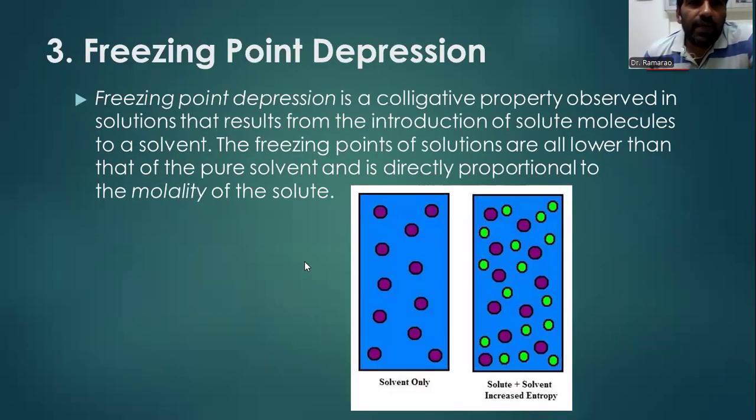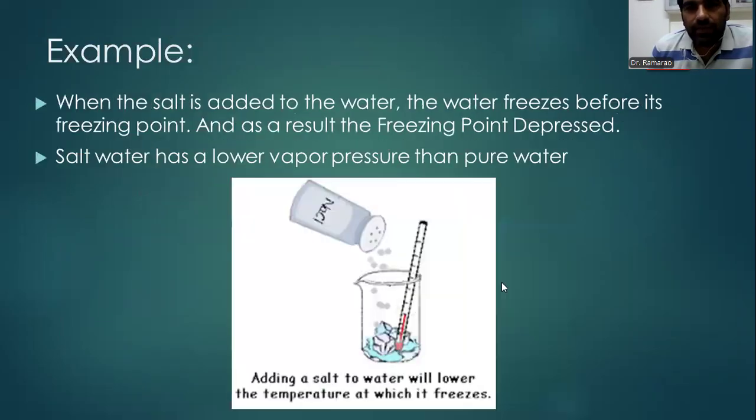Now the third point is freezing point depression. Freezing point depression is a colligative property, but freezing point is not a colligative property. Remember that one. Freezing point depression is a colligative property observed in solutions that results from the introduction of solute molecules to a solvent. The freezing point of solutions is always lower than that of the pure solvent, and the depression is directly proportional to the molality of the solute. Here solvent only, and here solute plus solvent, which relates to entropy.